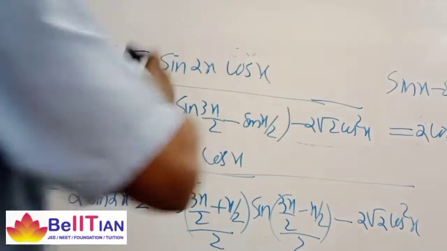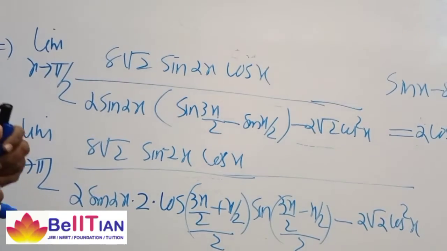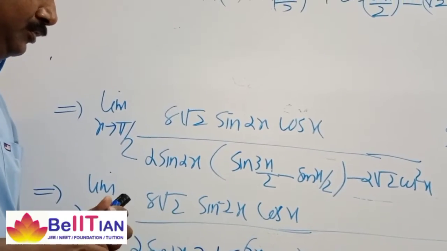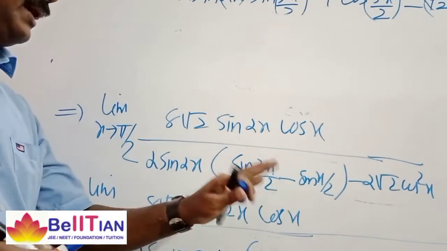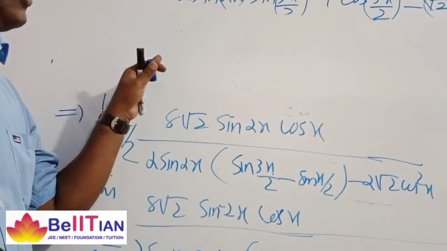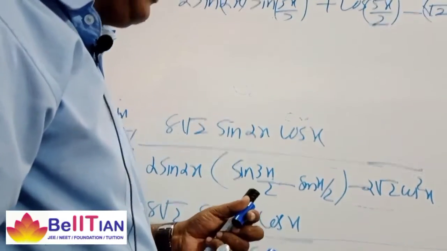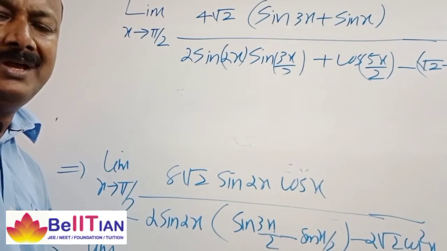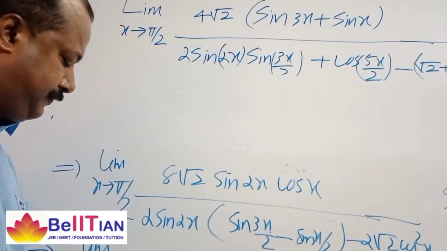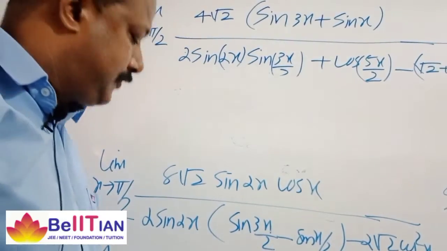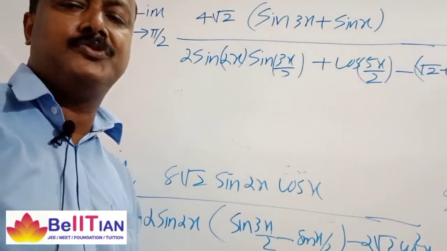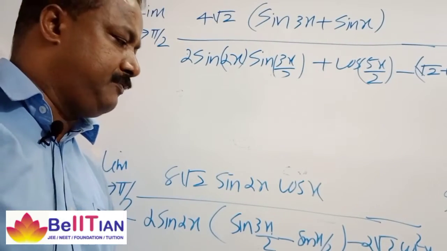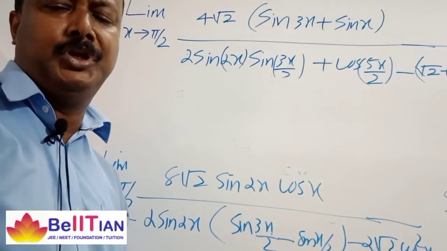So why is it needed? If you apply x is equal to pi by 2 to these trigonometric expressions, you will get again 0 by 0 form. 0 by 0 means a limit may exist. So we have to remove the 0 from the denominator. That is our aim. As x approaches pi by 2, the denominator must not approach 0. That is why I am simplifying the denominator, so that we remove 0 out of the denominator.